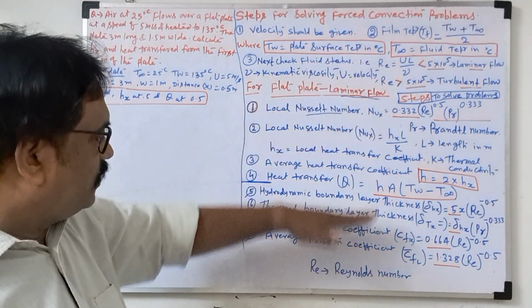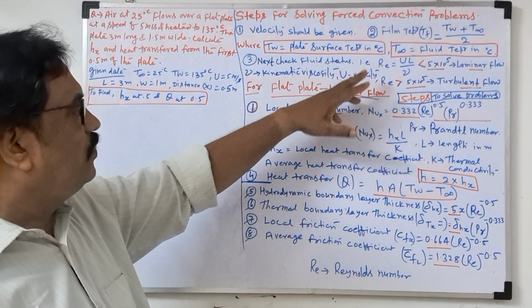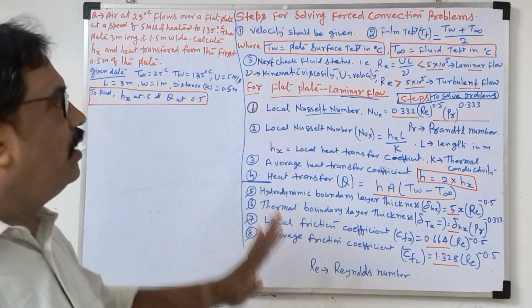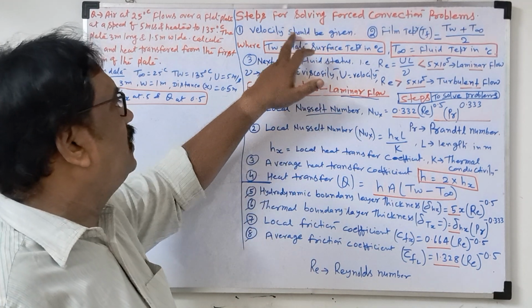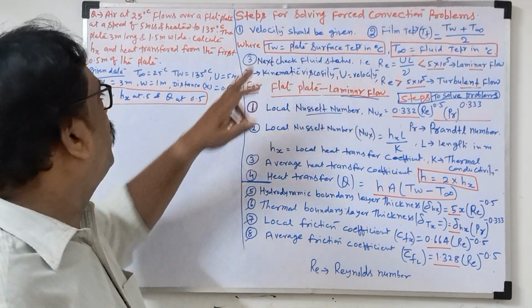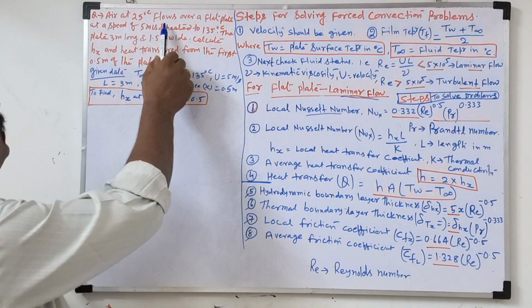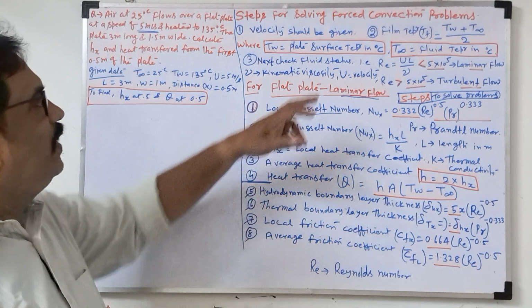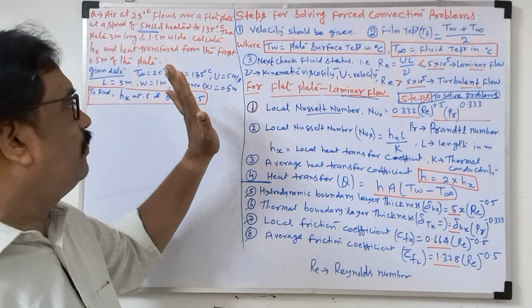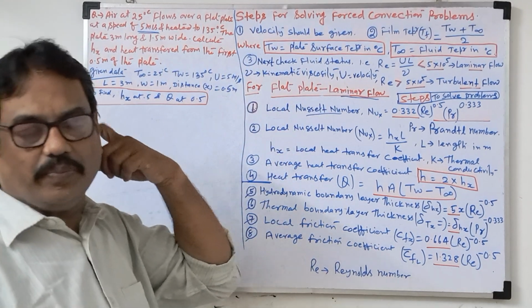So for forced convection problems, these are the steps I wrote. All the formulas will be there in the data book. But what are the steps? First, we'll see that the velocity should be given. If velocity is given, some more questions I also wrote here. Flow over a flat plate with a velocity of 5 meters per second. That means velocity given is called a forced convection problem.